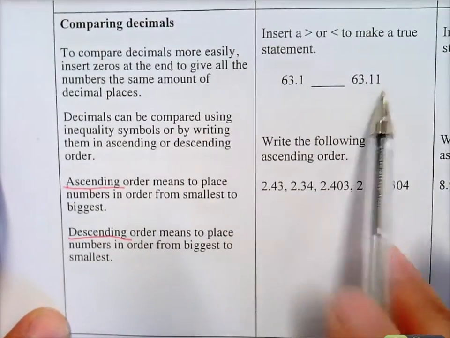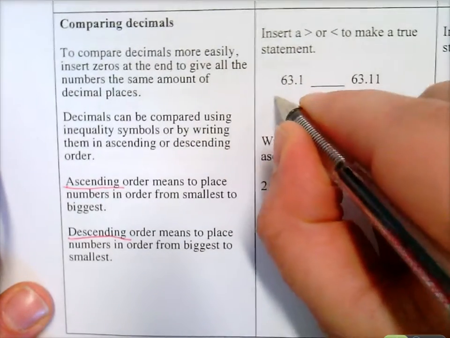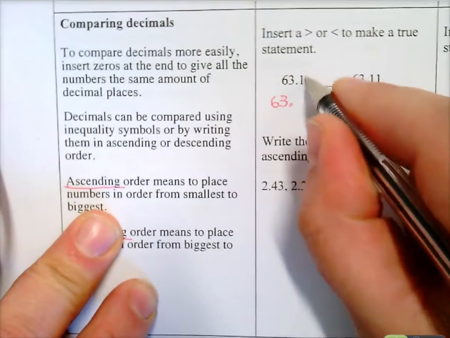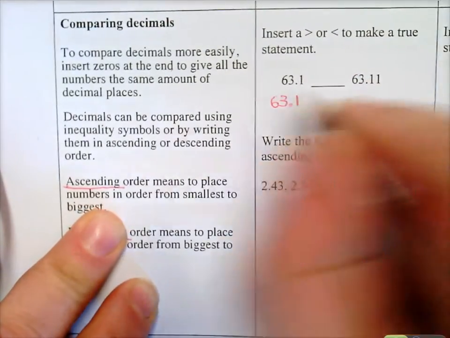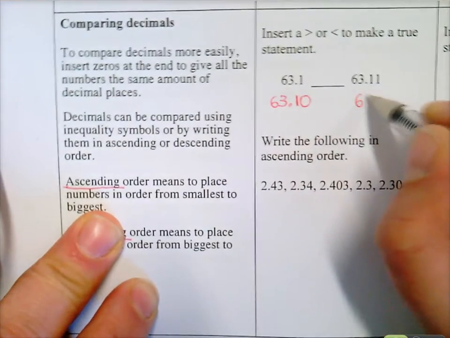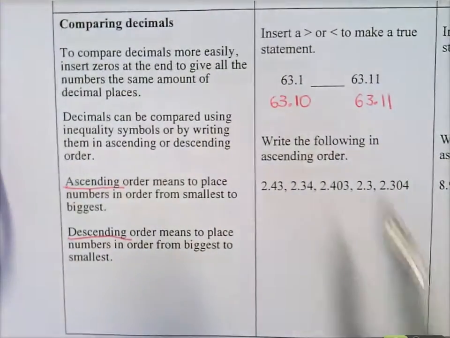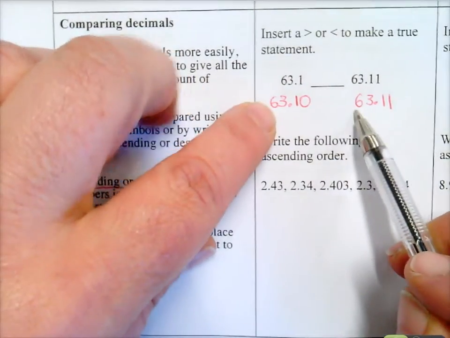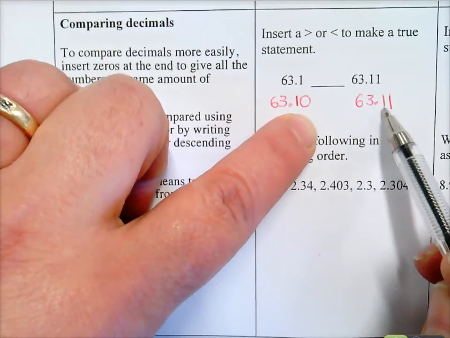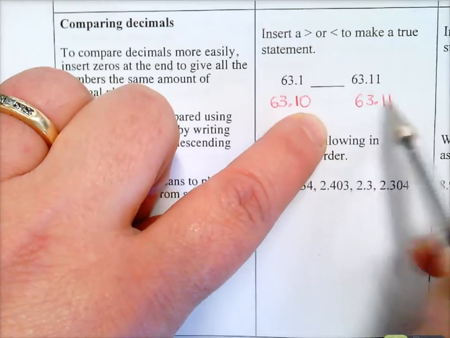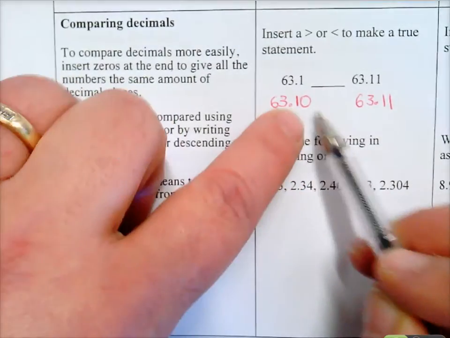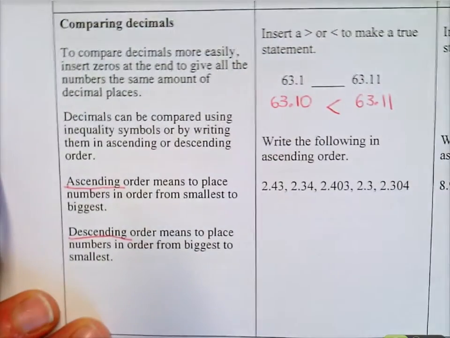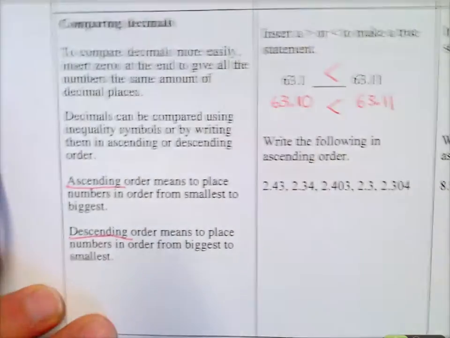If we want to compare those two, there are 2 ways to do this. How many decimal places does 63.1 have? 1. So how do I give it 2? By putting a 0 on the end. And this one is 63.11. So you can call it 63.10, 63.11. Can you see the 6's are the same, the 3's are the same, the points are the same, the 1's are the same. That's got a 1 in the hundredths column, this has got a 0. Or just compare the 10 and 11. What's bigger? So that means that that's bigger. You got it?